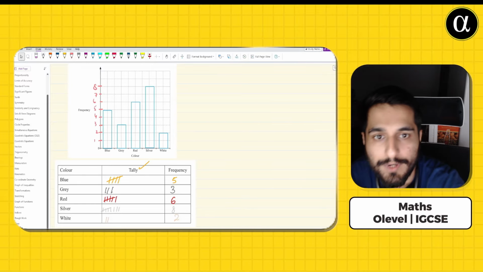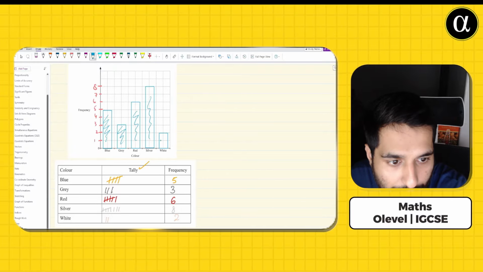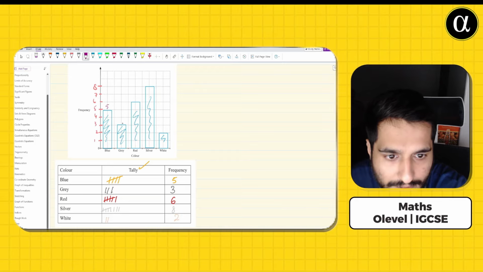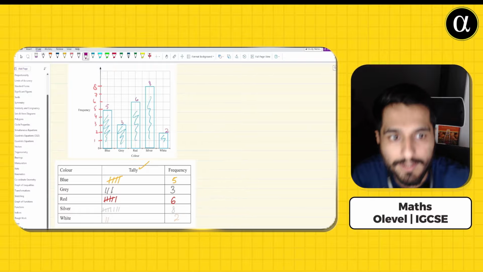Now this is going to be the bar chart, right? If you want, you can also write the frequencies at the top. It shouldn't matter much, but you can write it 5, 3, and then this was 6, and then this was 8, and then this was 2 as well. All right, that's how you're supposed to draw.